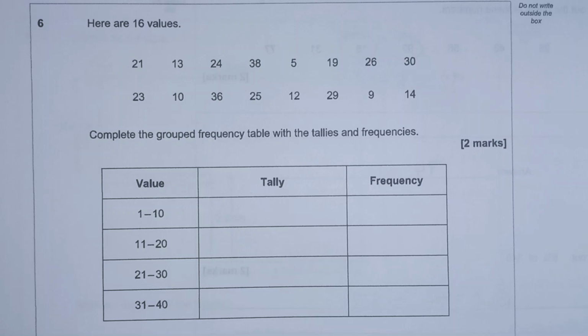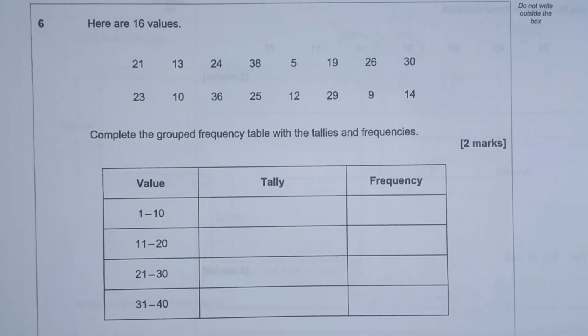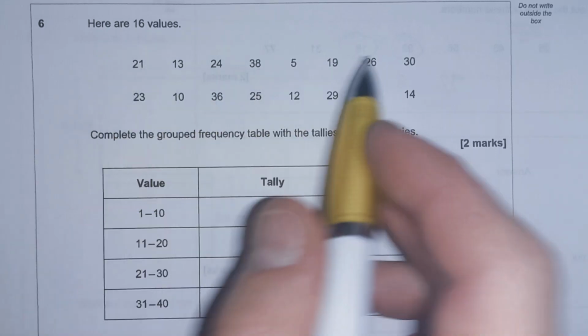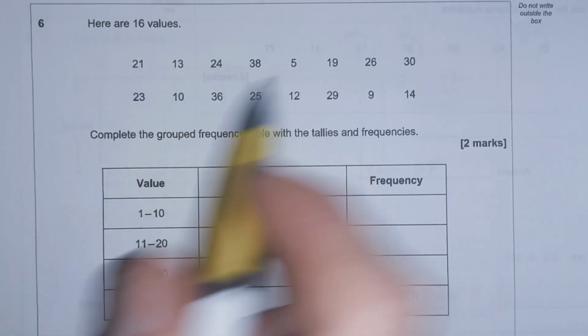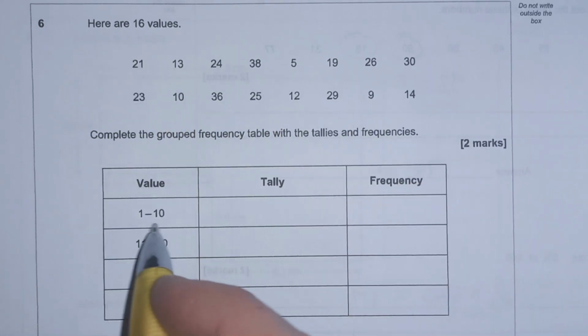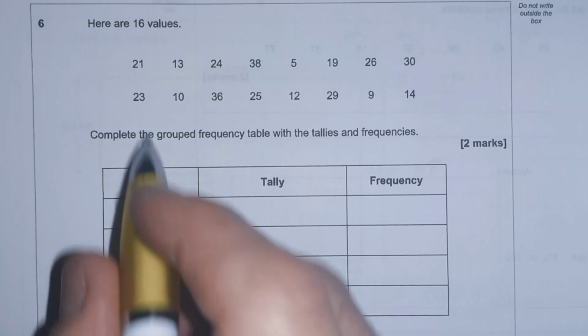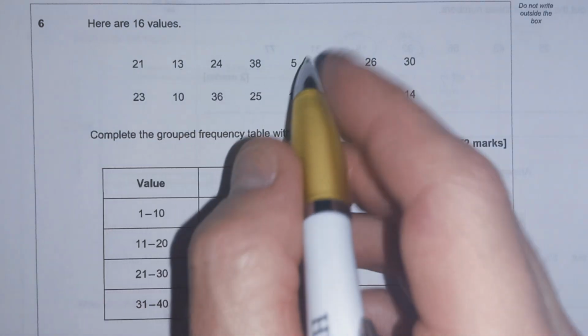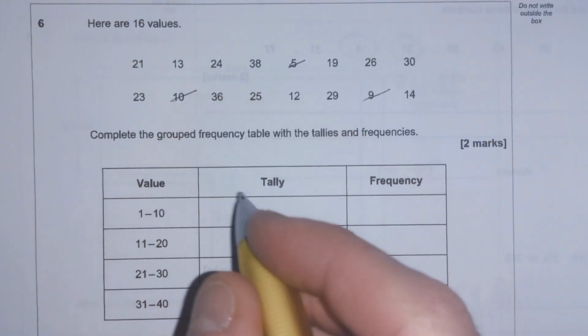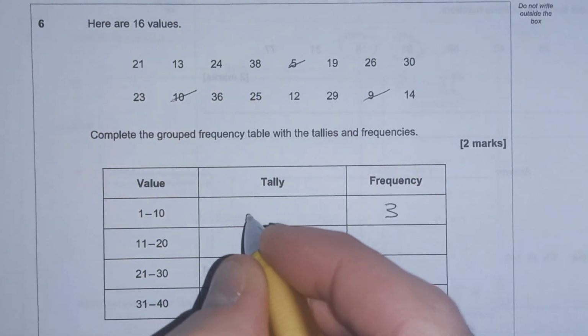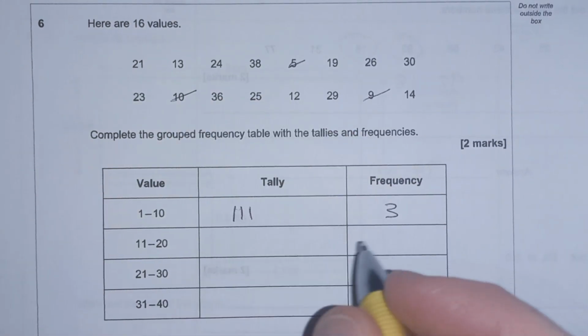Question 6. Here are 16 values. Complete the grouped frequency table with the tallies and frequencies. Now, if you want, you can go through them one at a time and put the tally on. I prefer to just count them. So for the first group, I've got values between 1 and 10. So I've got 1, 2, 3. So I'm just going to write 3 and do my tally afterwards. It's up to you which order you do them.